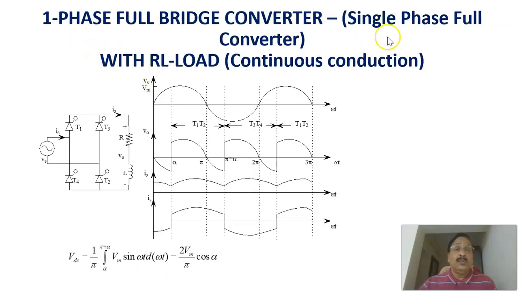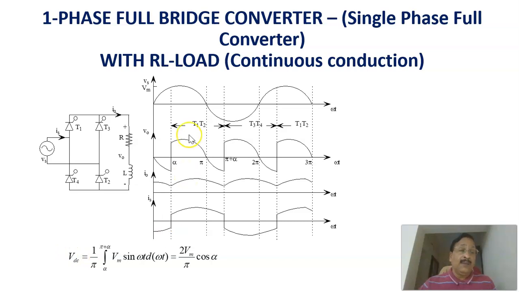Again, for a single phase full bridge converter, instead of a resistive load, consider an RL load, because normally a motor type load is an RL load, with inductance and resistance. In an RL load, in what we call continuous conduction mode, you will get the corresponding voltage like that. This is the waveform of the voltage across the RL load. Even during the negative half cycle of the input, this will continue to conduct.